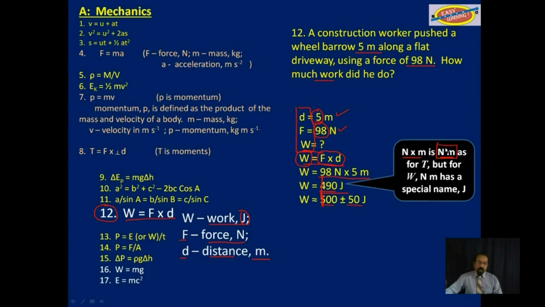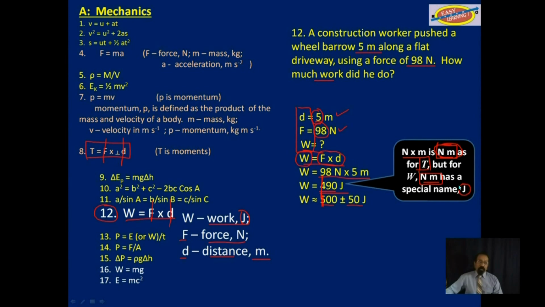Normally, when we multiply Newton by meter, we get Newton meter, and we leave it as Newton meter if we are dealing with moments. We multiply force in newtons by distance in meters, and we will leave our answer as Newton meters. Now in this case for work, we are multiplying force by distance, so technically our answer should still be Newton meters. CSEC, however, will not accept Newton meters for work, because Newton meters, when applied to work or energy, has a special name, and it is the joule.